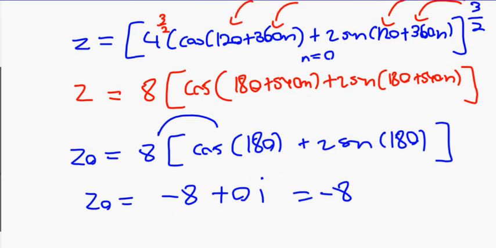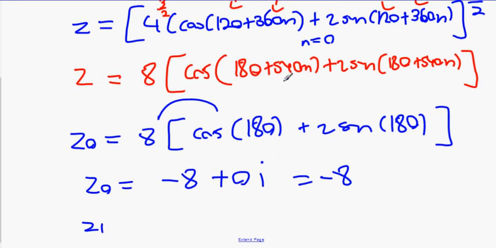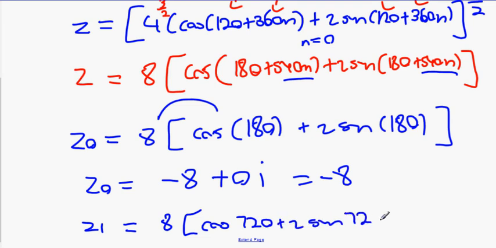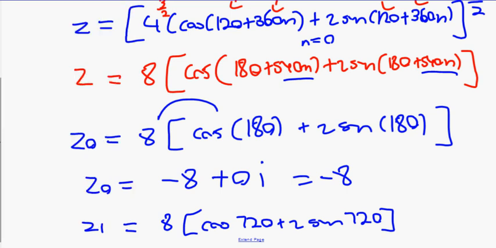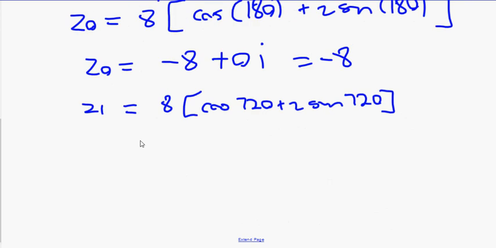Then we're going to have z1. z1 means replace n with 1, so it's going to be 180 plus 540, which is going to be cos 720 plus i sine 720. Once again, in your calculator, just enter in what 8 cos 720 is. So 8 cos 720, you can see that that's 8. Okay, so no worries there. z1 equals 8, and then sine 720.